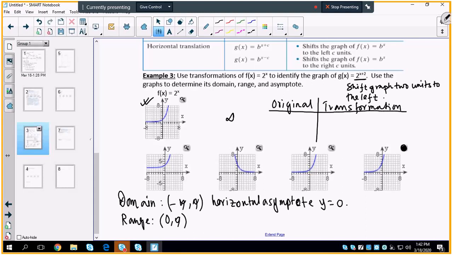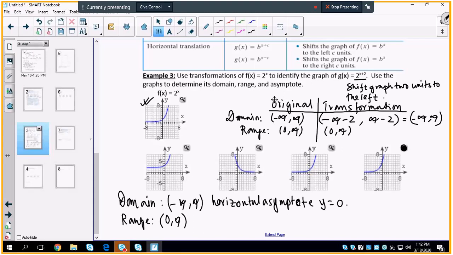So say domain, think about the original domain. It was -infinity to infinity. What you have done is shifted everything 2 units to the left, so your x is now going to be subtracted by 2. But remember, if you subtract anything from infinity, it doesn't change anything. So it still remains -infinity to infinity. You did not change anything in y because the changes are horizontal changes. So the range was 0 to infinity, and there is no change in y, so it is still 0 to infinity.